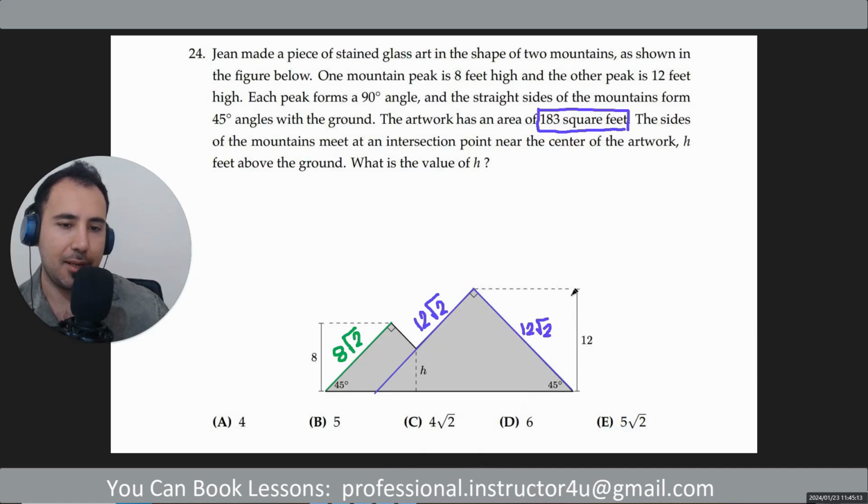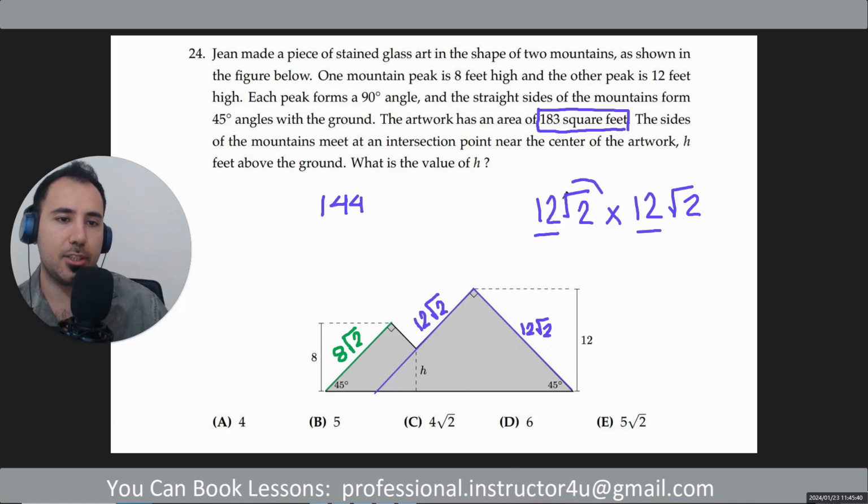Remember the formula. You're just going to multiply the base and the height, these two together, and divide them by 2. So it's going to be 12 square root of 2 times 12 square root of 2. So first we would go on and multiply these two. 12 times 12 is 144. What is the square root of 2 times the square root of 2? It's just 2.